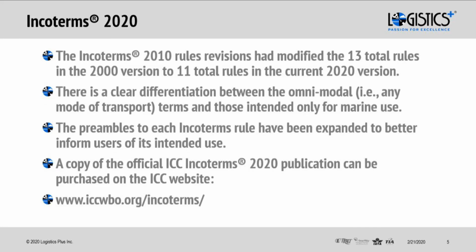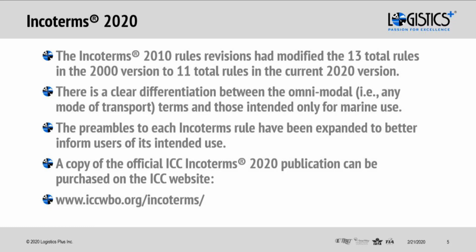The Incoterms 2010 rules revisions had modified the 13 total rules that were in the 2000 version to 11 total Incoterms rules in the current 2020 version. It's important to note that there is a clear differentiation between the omnimodal, meaning any mode of transportation for the main carriage of the shipment, versus those intended only for marine use. For example, we will learn today that FOB Incoterm rule should be used only for marine use, whereas Ex-Works or FCA or CPT, for example, can be used for any mode of main carriage transportation.